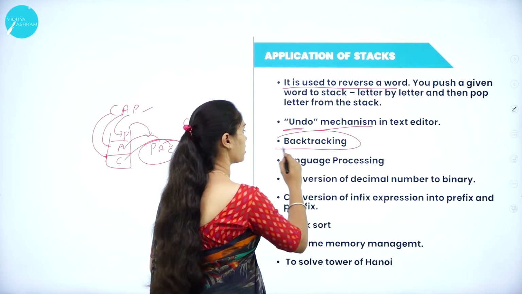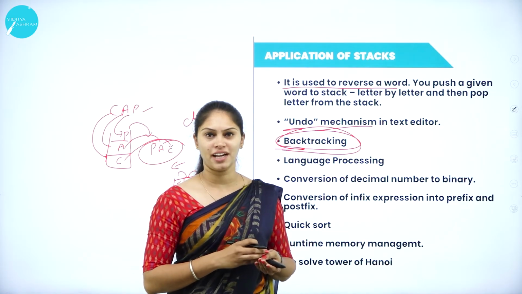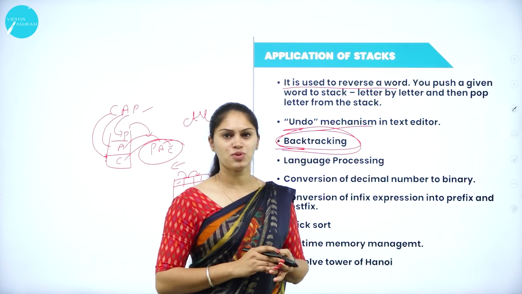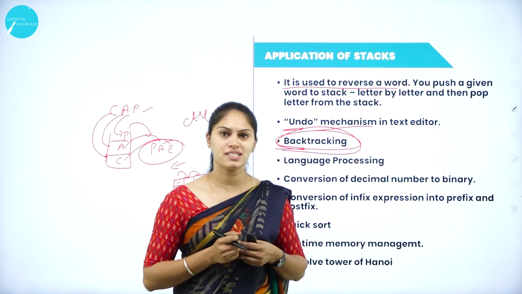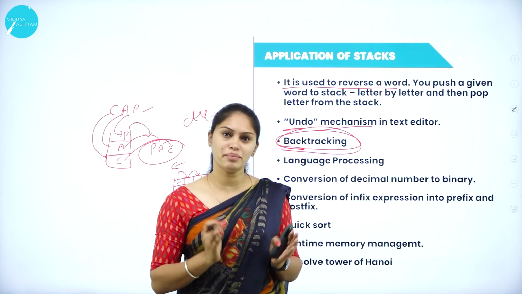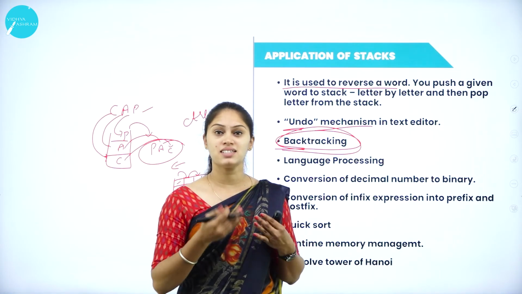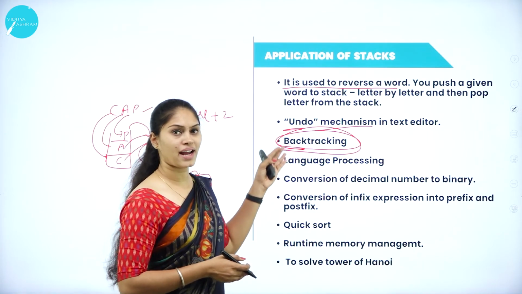And backtracking is a process of checking or getting the most recently used data item. So when it comes to the web browser, if you check the history, what appears on the top of the history is the most recently used. How will it be collected, how will it be stored? It will be stored as a stack. So for that purpose also we are going to use the stack, that is backtracking.